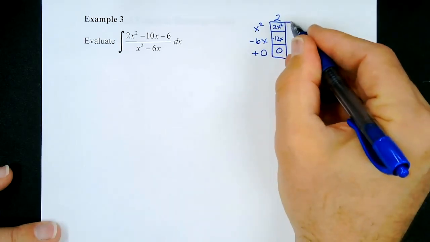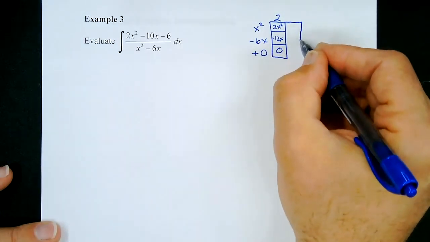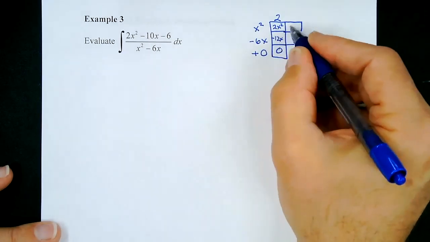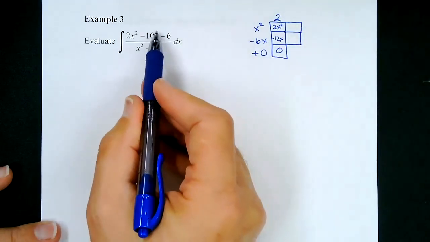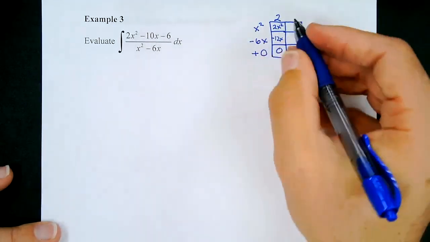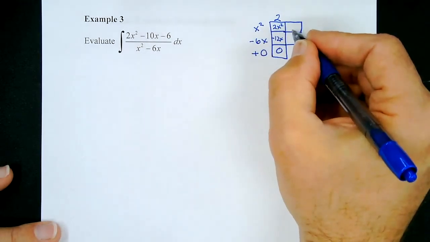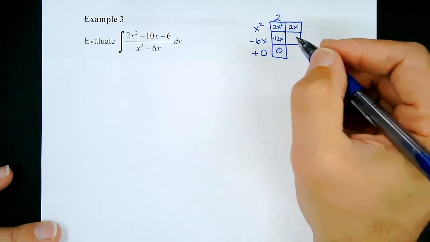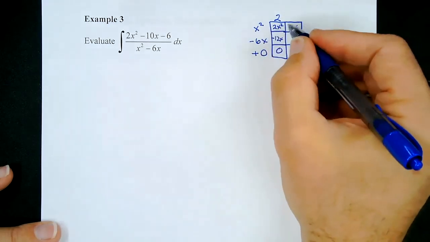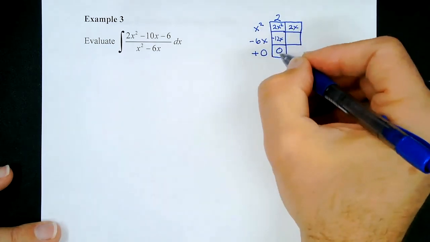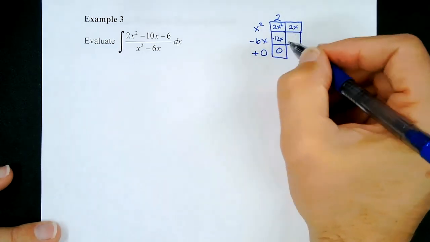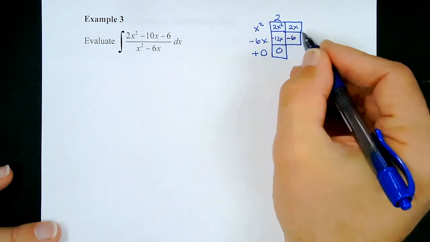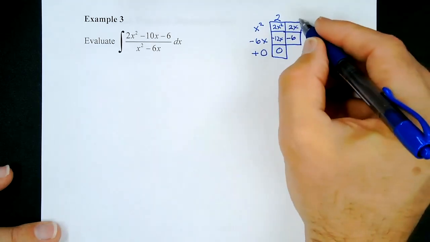We're going to drop our next column. And this diagonal right here needs to add up to give you this negative 10x. So for this to be negative 10x, this would need to be positive 2x. Well, there isn't anything we can multiply x squared by to get 2x. And then this diagonal right here is our constant one, so this needs to be negative 6. So this has to be minus 6. And this is my remainder right here.